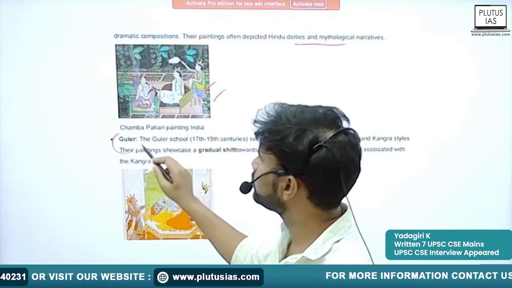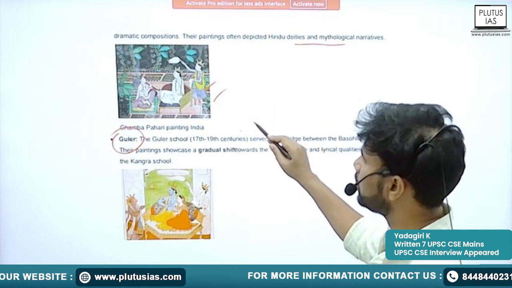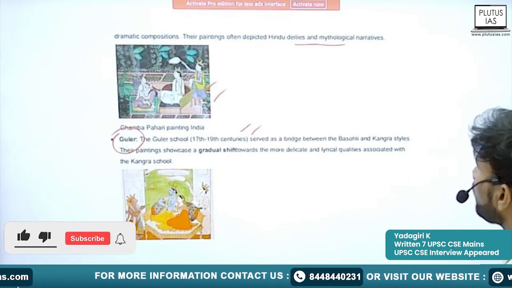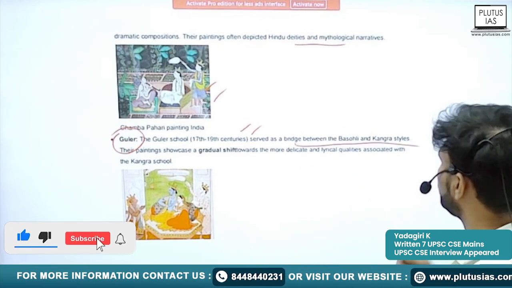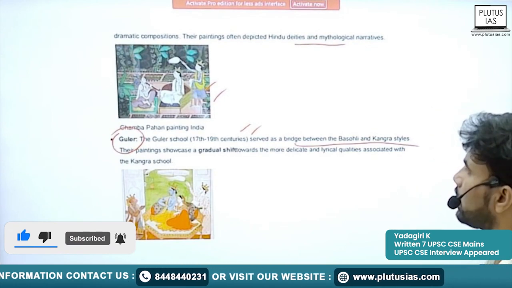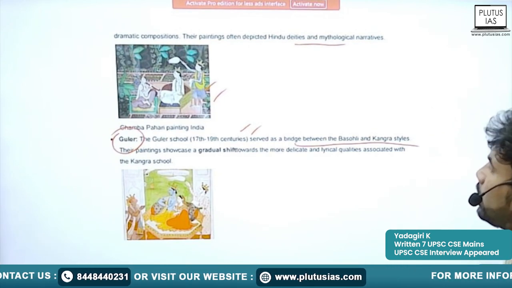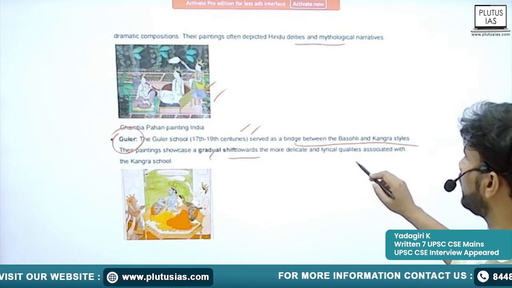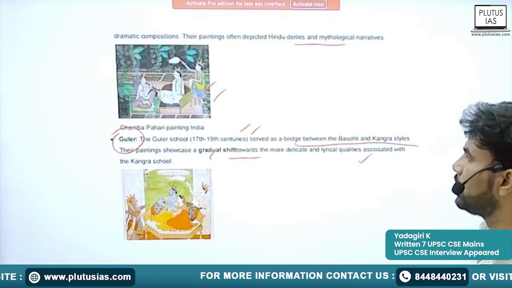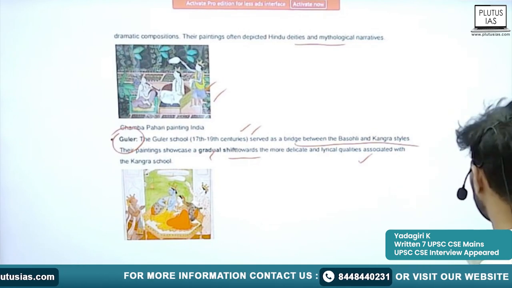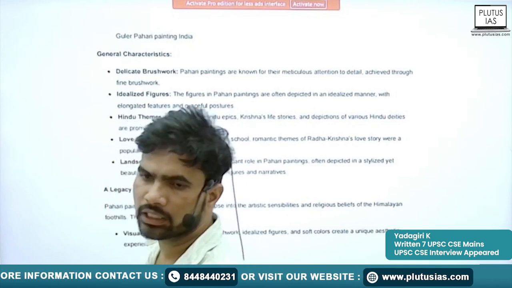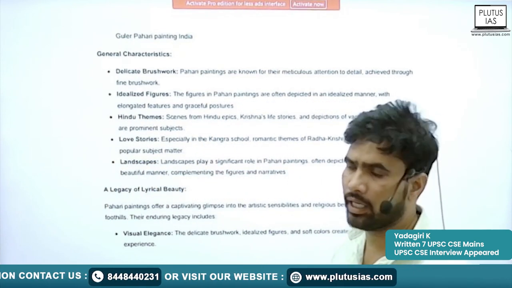Apart from that, you will also see the Guler school. It also flourished between the 17th and 19th centuries, right? It served as a bridge between the Basholi school and the Kangra school, right? These paintings show a gradual shift towards the more delicate and lyrical qualities associated with the Kangra school, right? So this is about the various sub-schools in Pahadi painting.